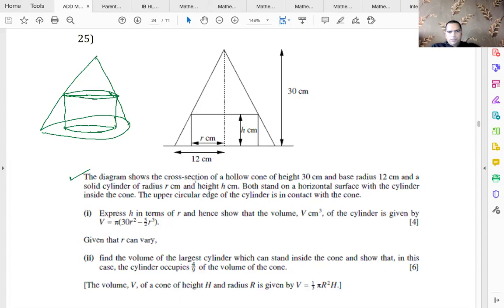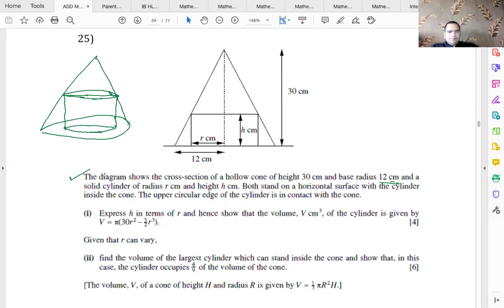The diagram shows the cross section of a hollow cone of height 30 centimeters and base radius of 12 centimeters, and a solid cylinder of radius r and height h. Both stand on the horizontal surface. It's like a hollow cone, and inside that you're fitting a cylinder. It's like this, and both stand on the horizontal surface like this.